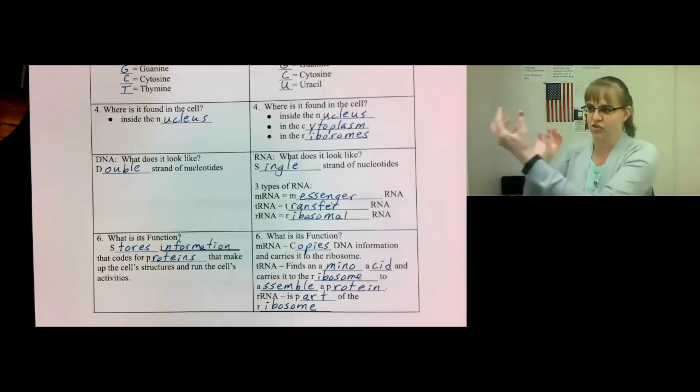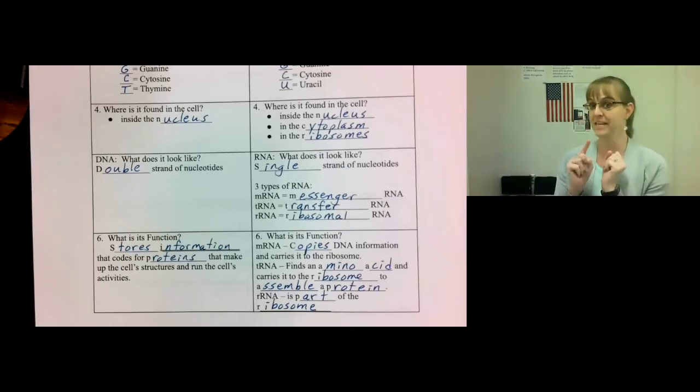They're little transfer trucks that transfer the amino acids to the ribosome, and the amino acids are the monomers that make up proteins. So they're like the dump trucks bringing in the supplies. Then ribosomal RNA is part of the ribosome, and I really don't know how it works, but somehow it helps the ribosome know what to do and how to make the protein correctly.